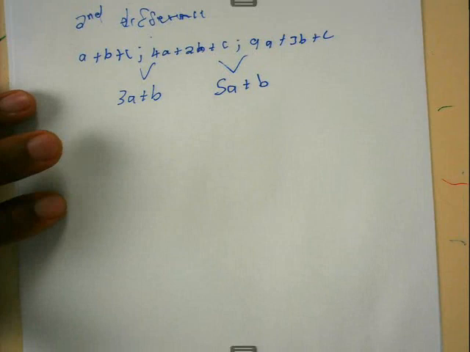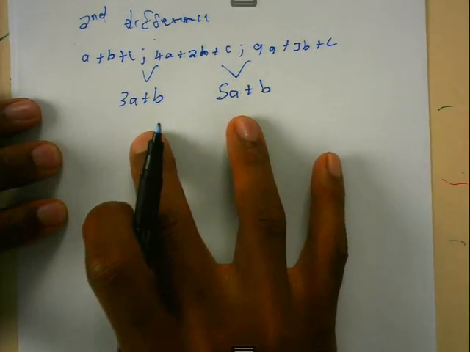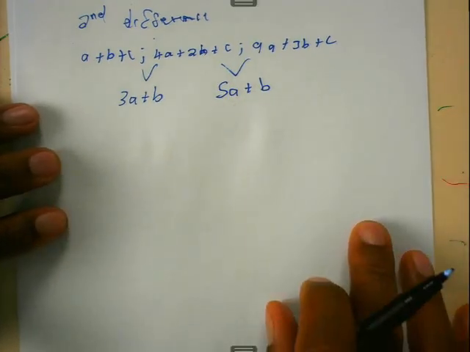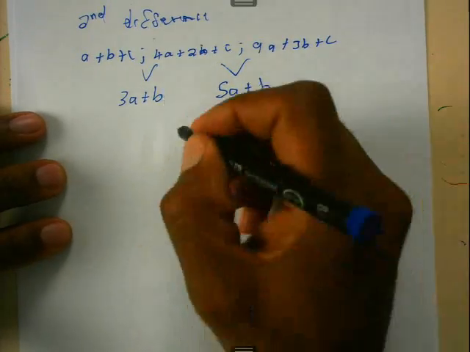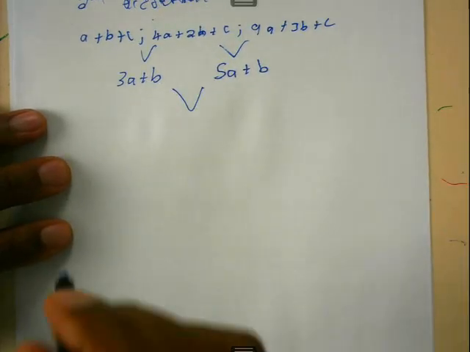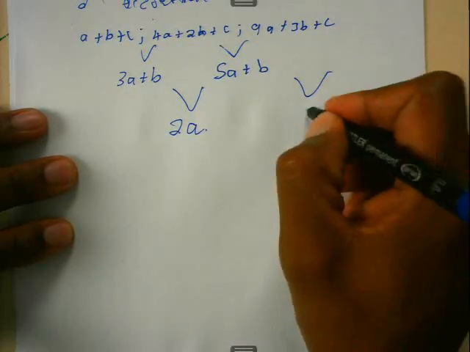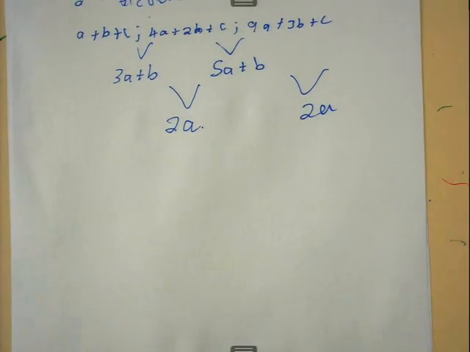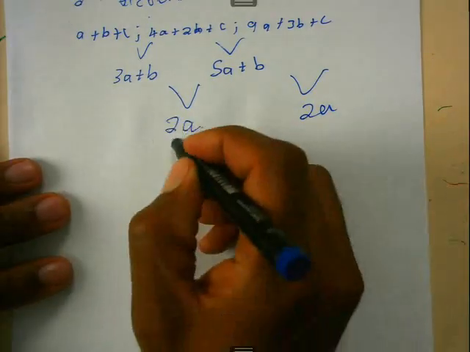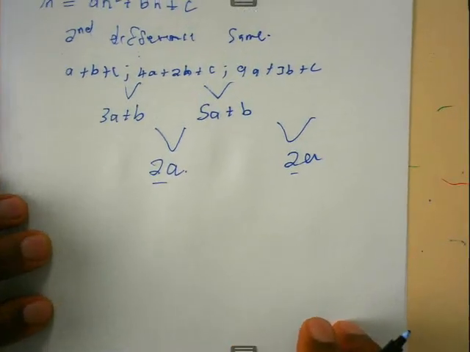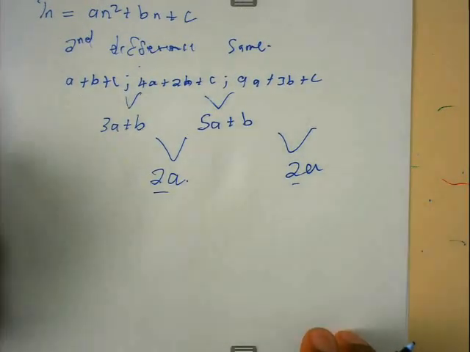It will continue. But remember, if we say this pattern is a linear pattern or arithmetic sequence, the first difference must be the same. But when I look at this one, the first difference is not the same. Therefore, we need to determine the second difference. You'll see that the second difference there is 2a. That is why we say if the second difference is the same, then we'll take this pattern as a quadratic pattern.